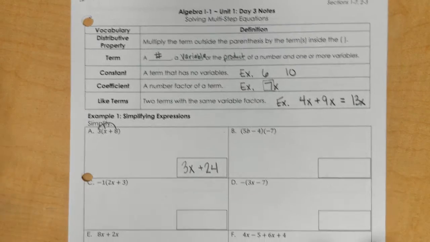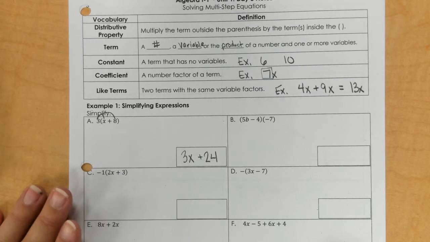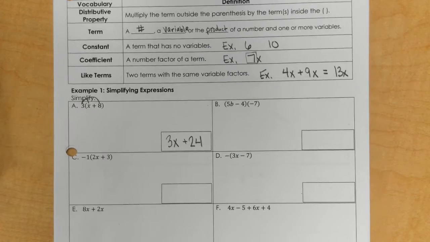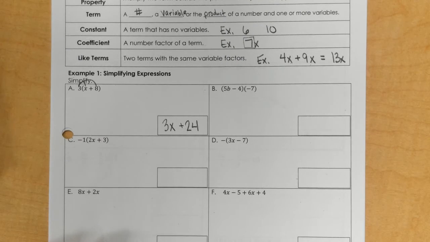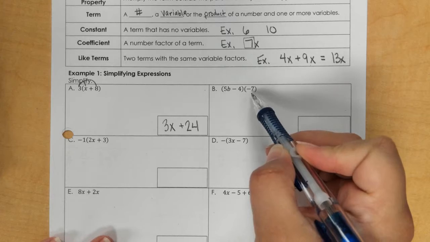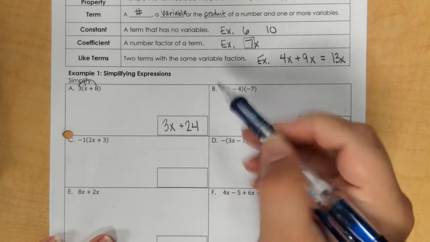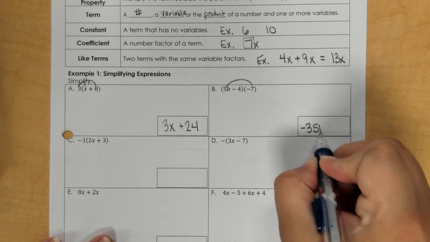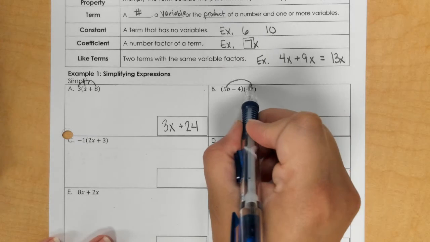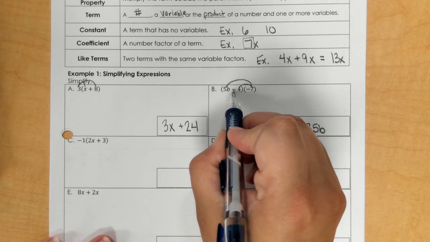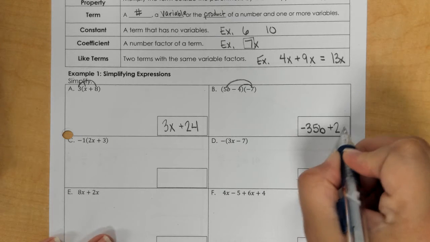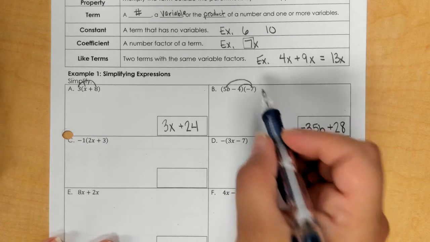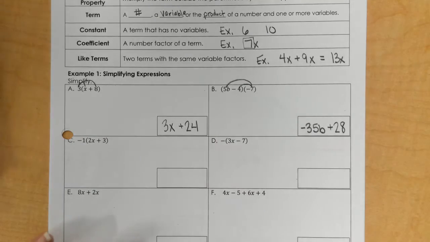So in example 1, actually this whole example is just reviewing distributive property and combining like terms. So in part B, I'm going to distribute a negative 7. It's okay that the negative 7 is on this side instead of the front. So negative 7 times 5b is negative 35b. And then negative 7 times negative 4 is a positive 28. So it is okay to go from the left to the right or from the right to the left.